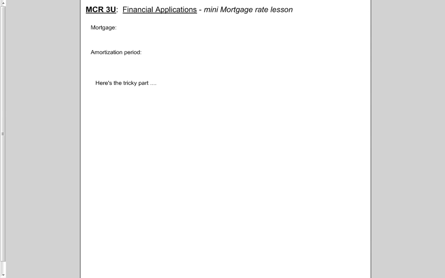All right, we're going to just spend a few minutes looking at mortgages. Mortgages are particularly large loans, paid over a long period of time, pretty well exclusively for homes or whatnot. The amortization period is the amount of time to repay a mortgage.